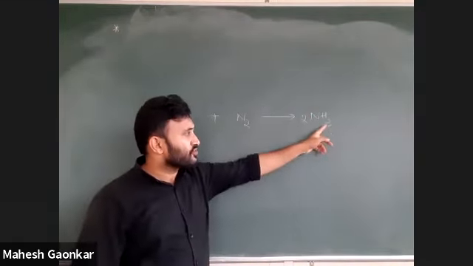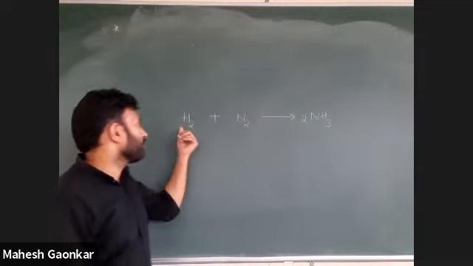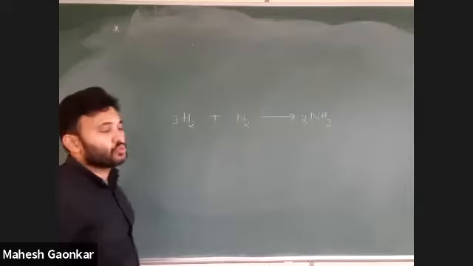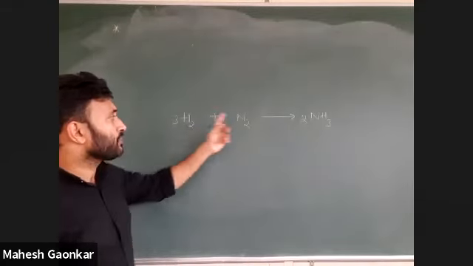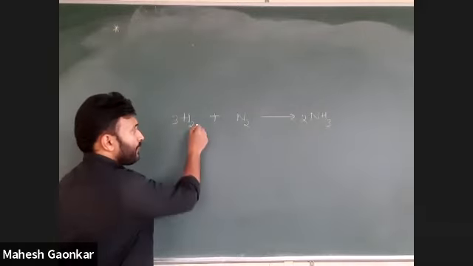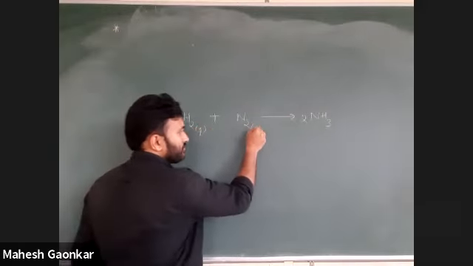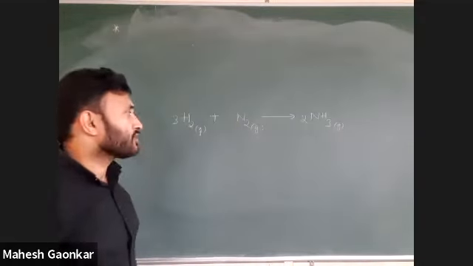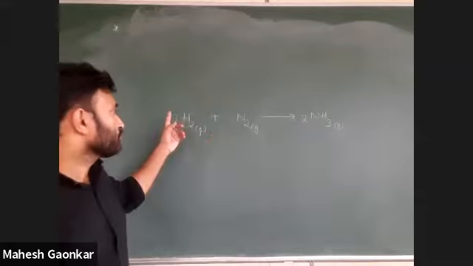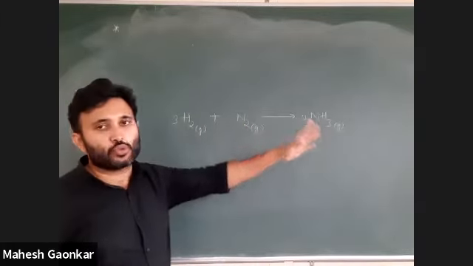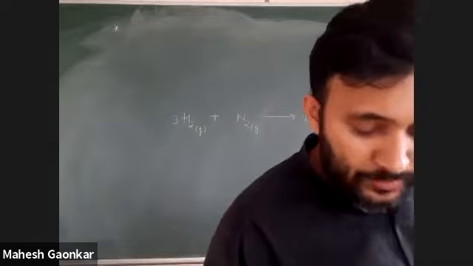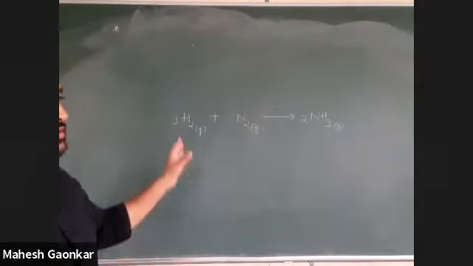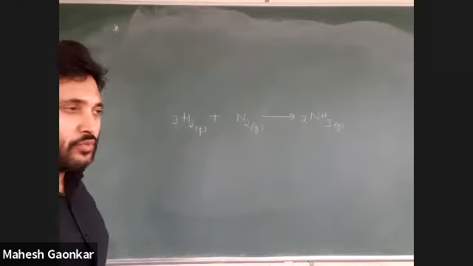Now, 2 into 3, 6. There are 6 hydrogen atoms. Here we have got only 2 hydrogen atoms. So it has to be 3H2. So 3H2 plus N2 gives 2 NH3. And you can also mention the physical state. H2 gas plus N2 gas gives NH3 gas, and it should be 3H2 plus N2 gives 2 NH3. Hope that's clear? Yes, sir. This is the first one. Second one.